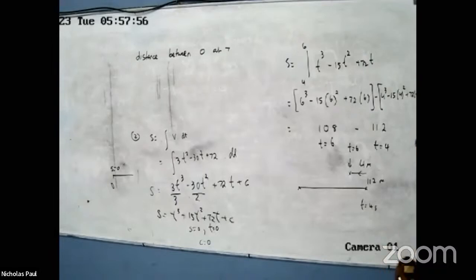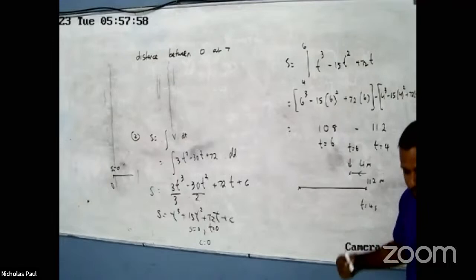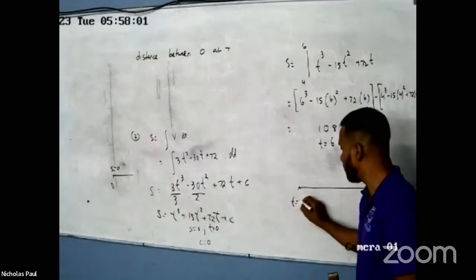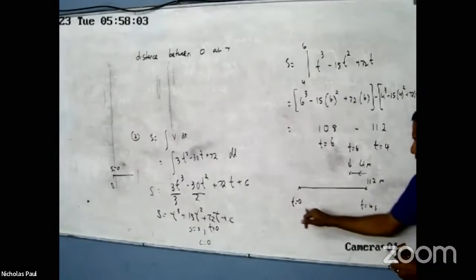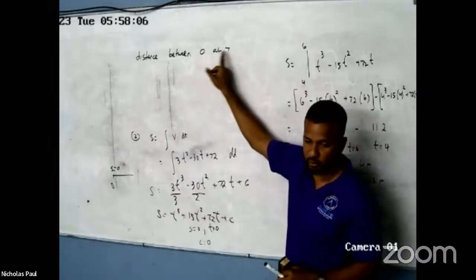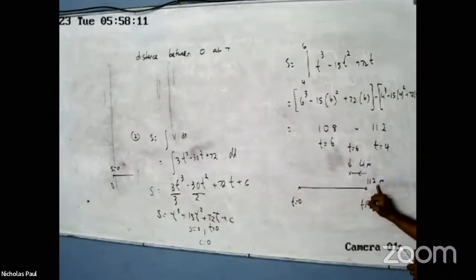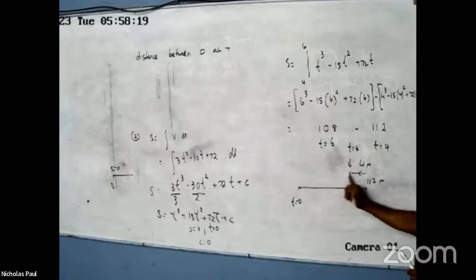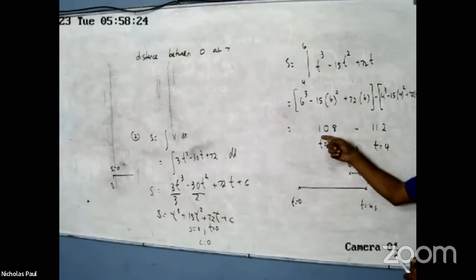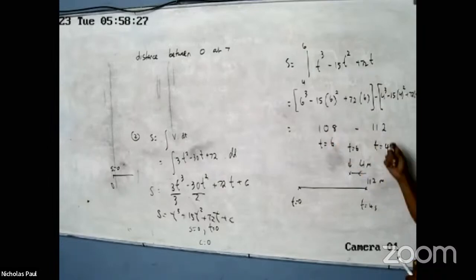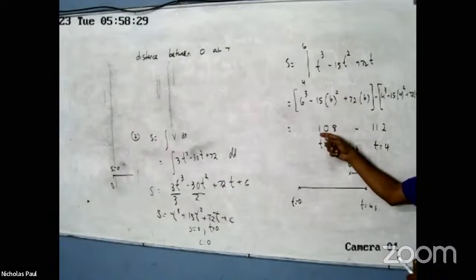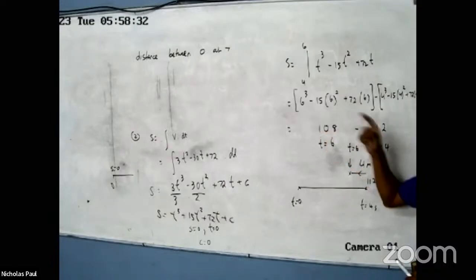I'm going to explain it again. From 0 seconds, the question wants the total distance from 0 to 7. So from 0 to 4, he traveled 112 meters. Remember, he stopped at 4, then he went to 6 and stopped at 6 again. So from 4 seconds to 6 seconds, he traveled 4 meters. Not this value. This is the displacement at 6 seconds.